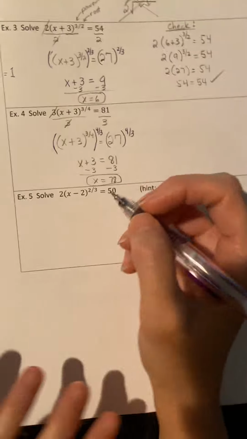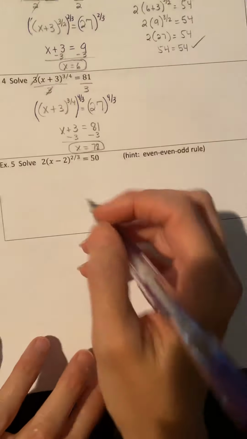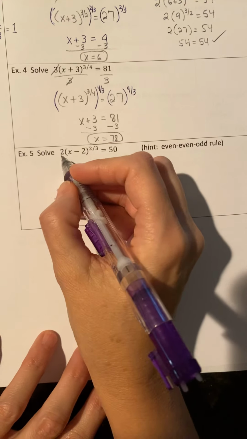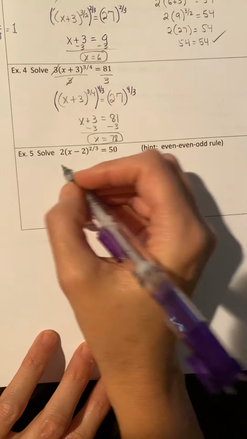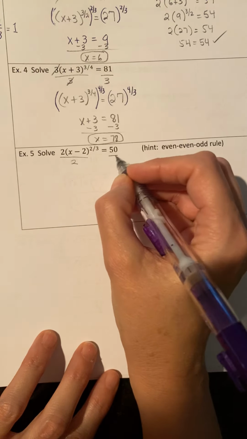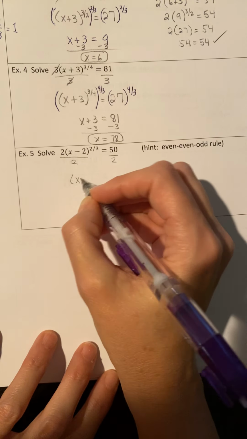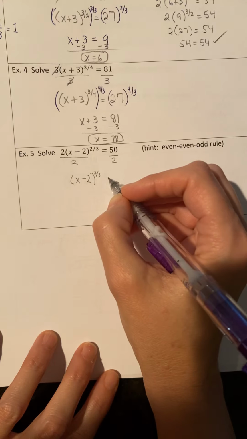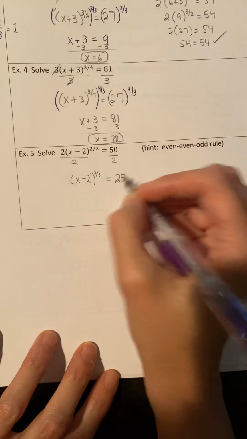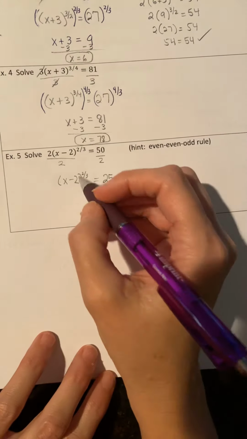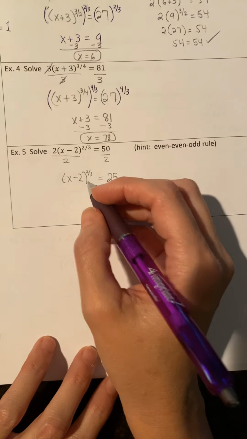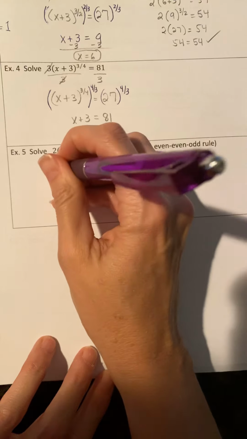So something comes up here that I need to remind you about from a little while ago. It's called the even, odd rule. So first, let's get rid of this 2. Again, you cannot distribute the 2. You have to divide by the 2. You get x minus 2 raised to the 2/3 equals 25. Okay, so think about what power I'm going to raise this to get rid of it. To get rid of 2/3, we need a 3/2.